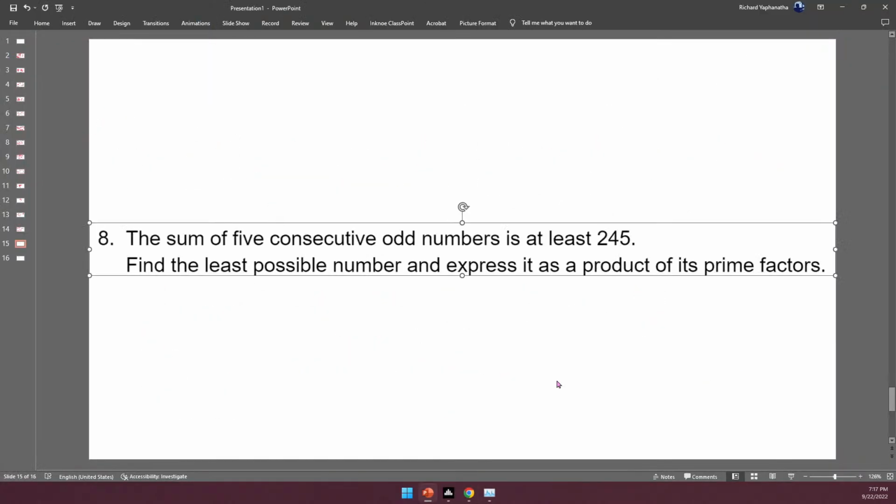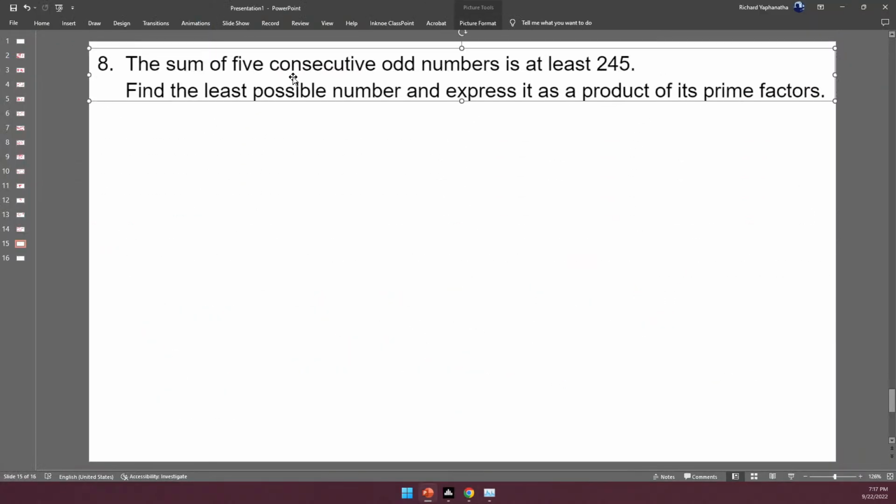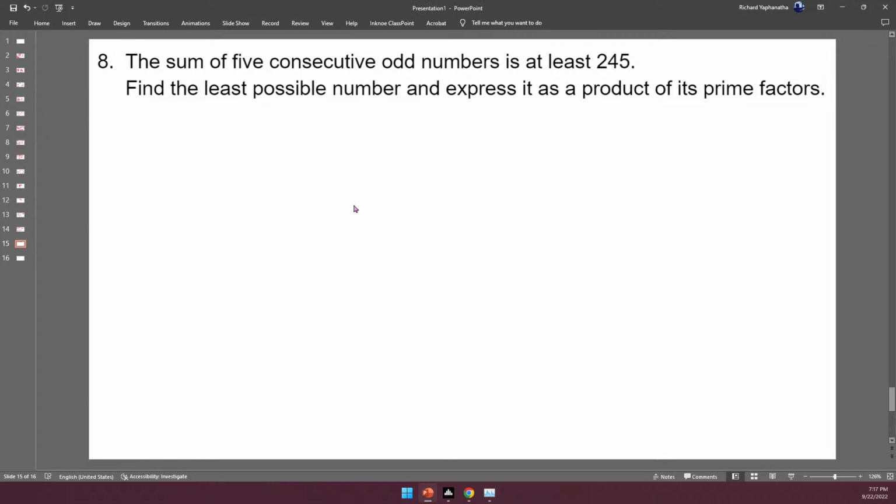Number 8, it will be here. The sum of 5 consecutive odd numbers is at least 245. It is called consecutive, so it will be in order, and it is set 5. So for example, we have x, and then the next one will be x plus 2. Why plus 2, not plus 1? Because it is an odd number. The difference between each odd number will be 2.